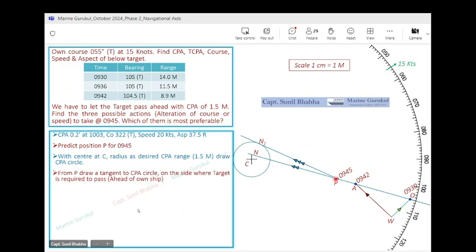Is this part clear, beta? Any doubts? I have a doubt regarding drawing Papa, that predicted position. We have to draw it based on the speed of the ship. Speed of the no, beta, target. It is basis the speed.